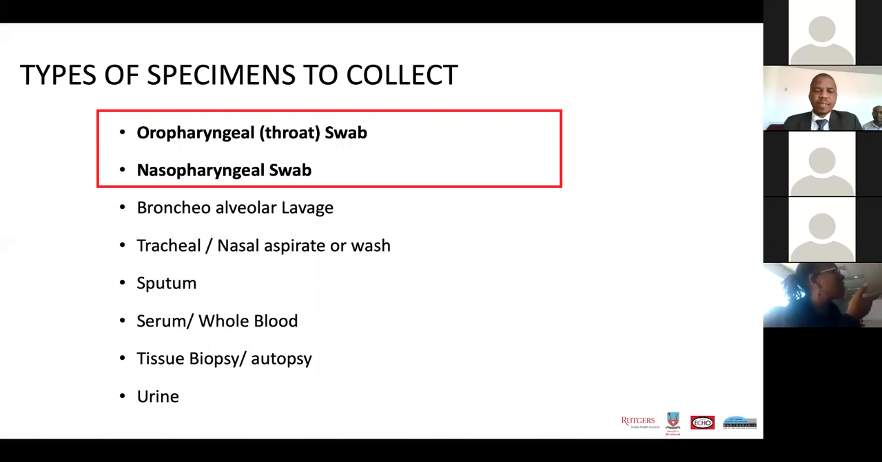This slide is just a repetition of the introductory slide that I spoke about on the types of specimens to collect. And I have highlighted the ones that we are going to be concentrating on for the purpose of testing or isolating the COVID-19 organism. And this is the oropharyngeal throat swab, and the nasopharyngeal swab.